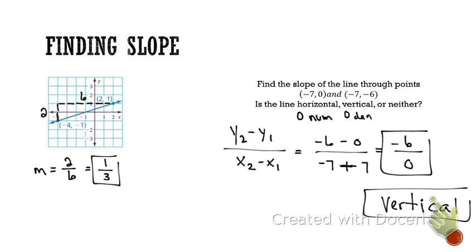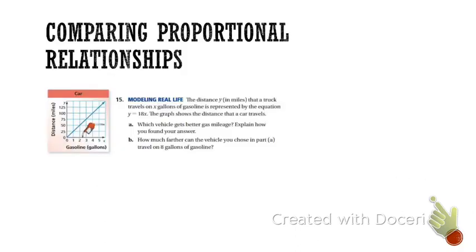Okay, now on to proportional relationships. Comparing. Okay, so on your test, it's not going to be all of this, but I found a similar question so I could show you what the test question is going to look like, pretty similar. In the problem, it says the distance that a truck travels on x gallons, where y is distance, is represented by this equation, y equals 18x. So it's important that you remember 18 is the rate. It's 18 miles per gallon because x stands for gallons.